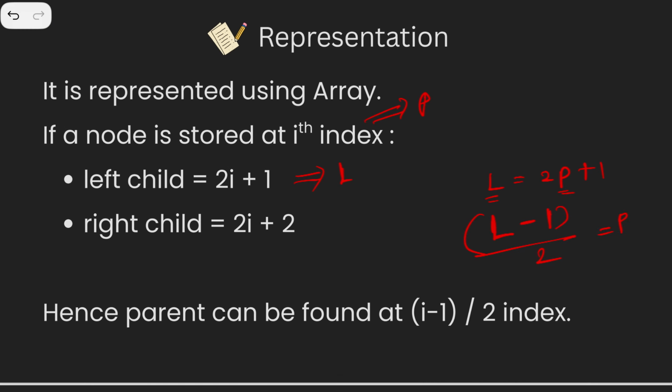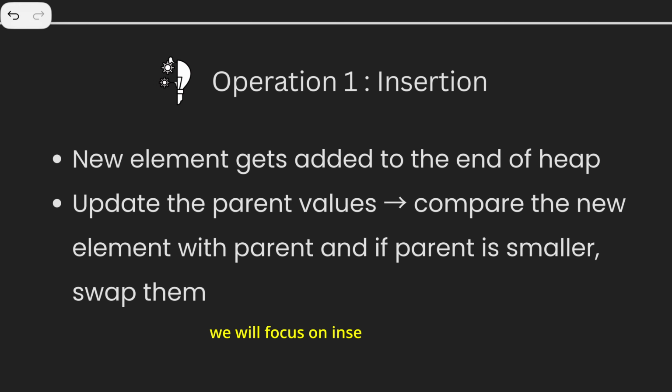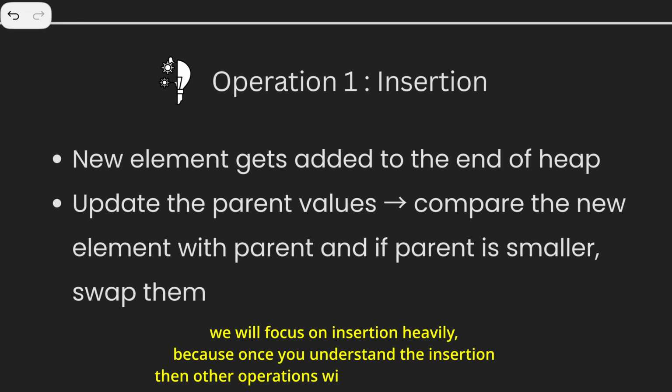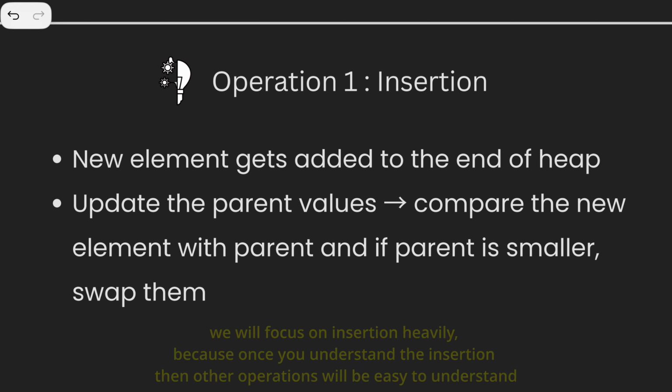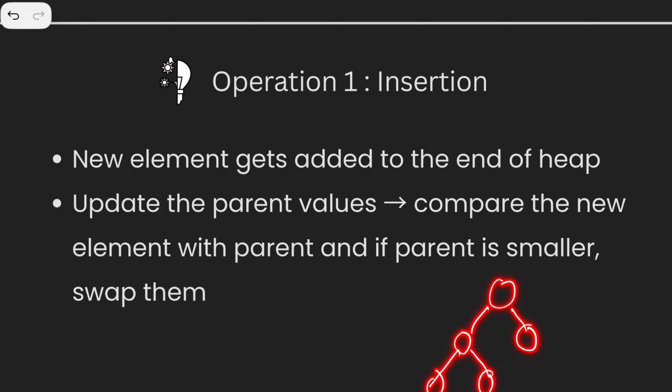Once you know the index for any element, let's assume that is I, you can definitely know the index for the parent. Index for the parent is going to be I minus 1 divided by 2. So you know the left child index, you know the right child index, and you also know how to find a parent index if a node is stored at ith index. Now we will look at 3 different operations. The very first operation that we are going to look at is the insert operation. Imagine you already have a heap. Now they are asking you to insert a new element into this heap.